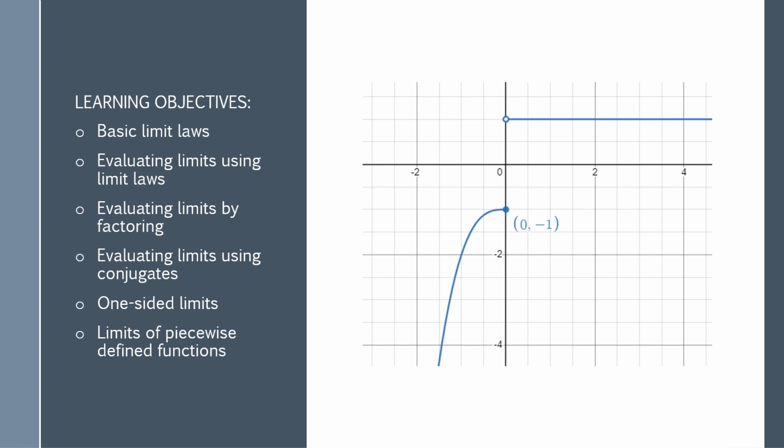Let me give you a quick outline of what we're going to do in today's lecture. First, we will talk about the basic limit laws and rules, and I think you will find this topic fairly intuitive. Then we will discuss problems where we use these laws in order to evaluate limits. Then we will talk about problems where we cannot apply the basic laws. So how do we approach those? We will talk about two techniques. One is factoring, and the other one would be multiplication by conjugates.